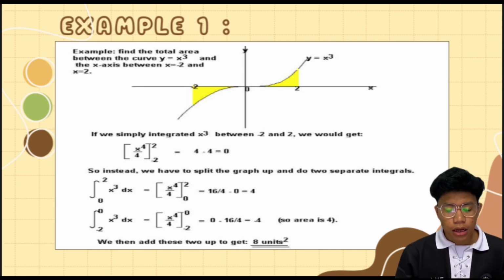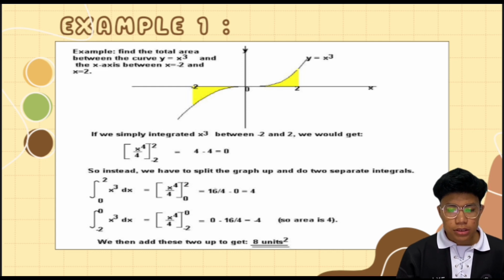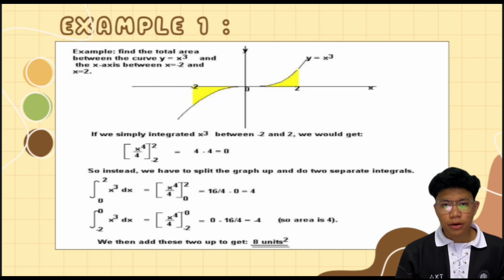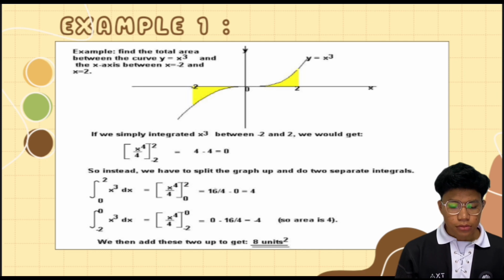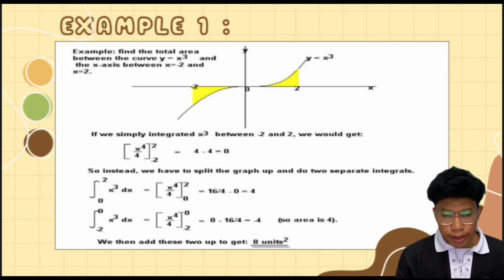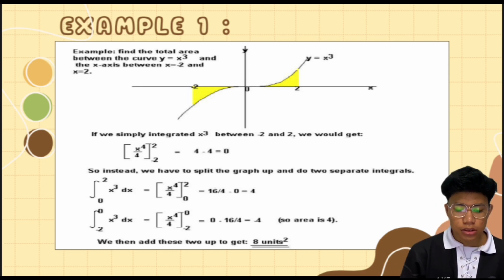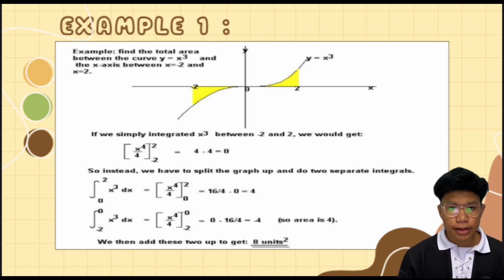We can do integral of x to the power of 3 dx, which is x to the power of 4 over 4, equal to 16 over 4 minus 0, and the answer will be 4. So next, integral of x to the power of 3 dx is x to the power of 4 over 4, equal to 0 minus 16 over 4, and the answer will be -4. So area is 4. We then add these two up to get 8 units.